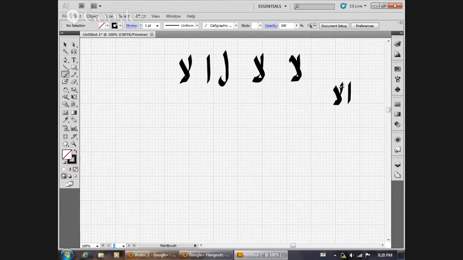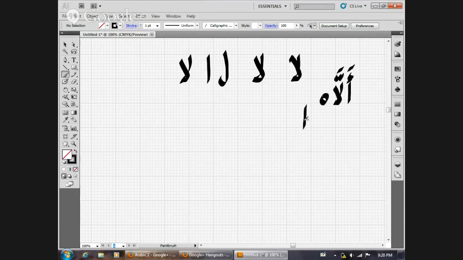Anyways, technically the word Allah would be pronounced like this. That's a shadda with the fatha. Allah. That's how it should have been written normally. But the word Allah is written specially. It has a special way of writing it, and this is the way you write it.